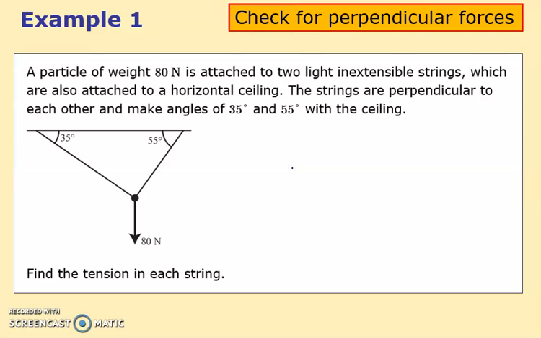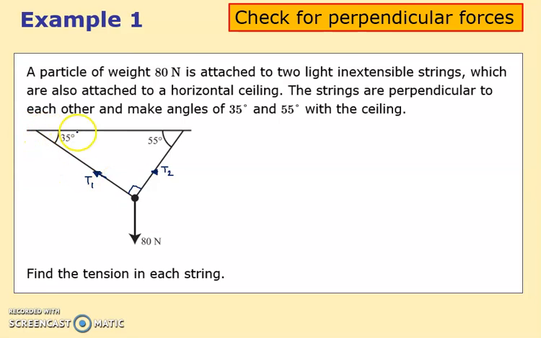Check for perpendicular forces. I've given myself a little clue here. A particle of weight 80 newtons is attached to 2 light inextensible strings, which are also attached to a horizontal ceiling. The strings are perpendicular to each other. I assume this is one string, and this is another string. Let's call the left hand one T1 and the right hand one T2. The strings make an angle of 35 and 55 degrees to this ceiling.